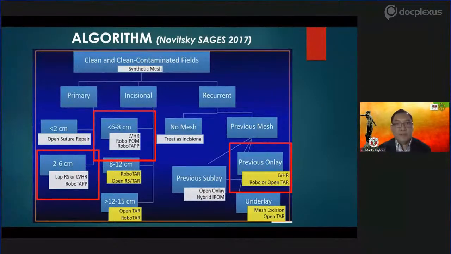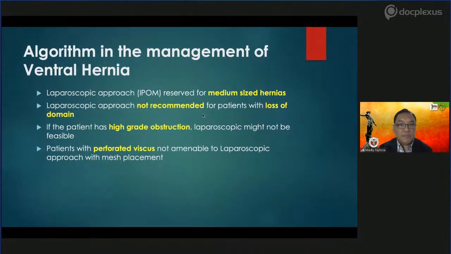This is an algorithm presented by Yuri way back in 2017 in the SAGES meeting. I just wanted you to concentrate on these three triangles. And based on my talk, basically, the laparoscopic ventral hernia repair is mainly reserved for small to medium-sized hernias. Or if you have a previous onlay, then chances are you can probably tackle the recurrent hernia laparoscopically as well. So to summarize that algorithm, the laparoscopic approach, the IPOM, is reserved for small to medium-sized hernias. It's not recommended if you have big hernias with loss of domain, or if there is the presence of high-grade obstruction, because the visibility in laparoscopy might be a problem, and if you have a perforation, certainly that is not allowed if there's a contaminated field inside.